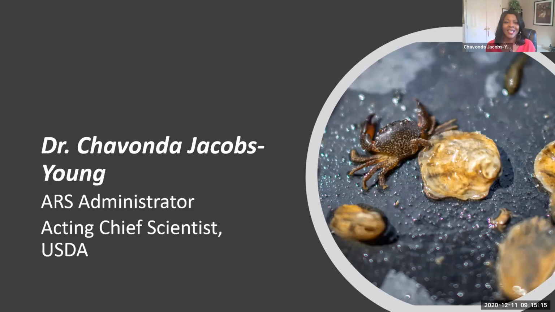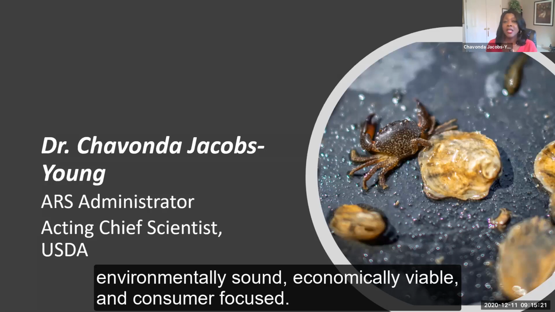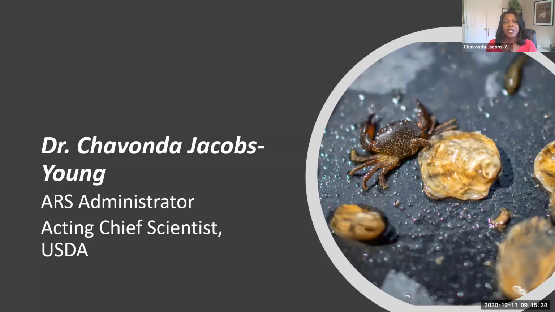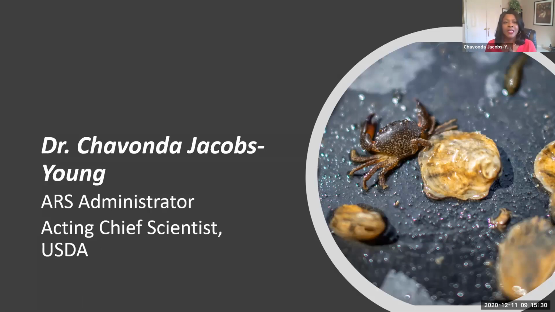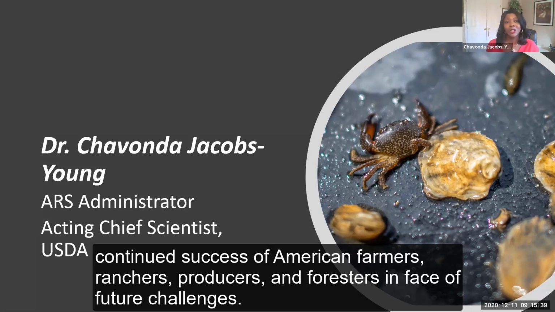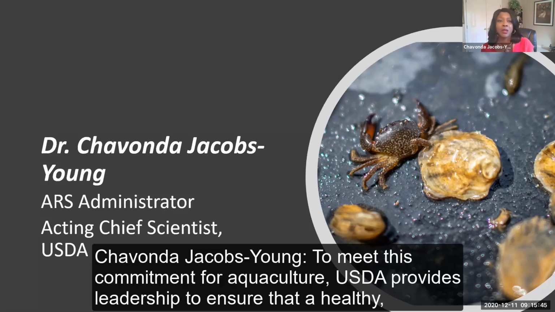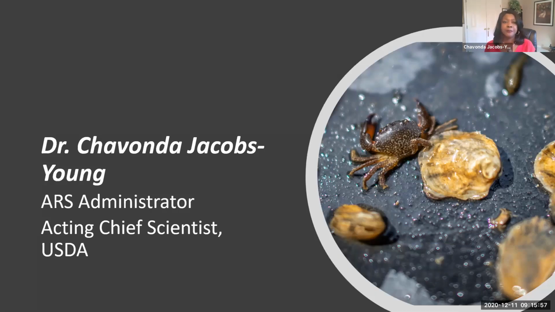Here in USDA, we commit to ensuring that American agriculture is environmentally sound, economically viable, and consumer-focused. The success of American agriculture is due to the United States' open arms approach to innovation. This plan is outlined in the USDA Ag Innovation Agenda, which serves as a commitment from USDA to the continued success of American farmers, ranchers, producers, and foresters in the face of future challenges. To meet this commitment for aquaculture, USDA provides leadership to ensure that a healthy, competitive, sustainable aquaculture sector is able to produce an abundant, safe, and affordable supply of seafood products.